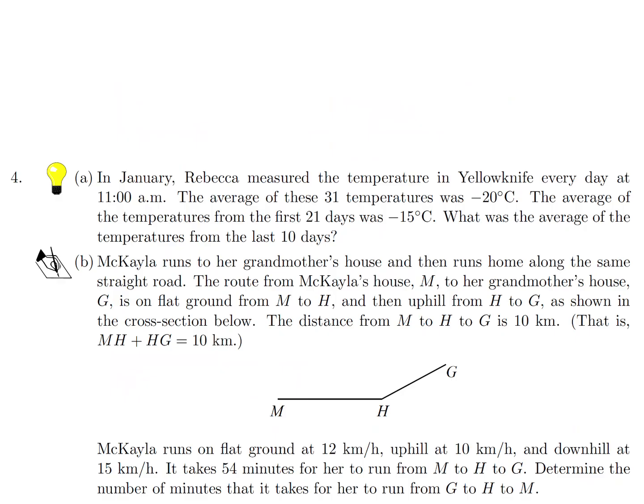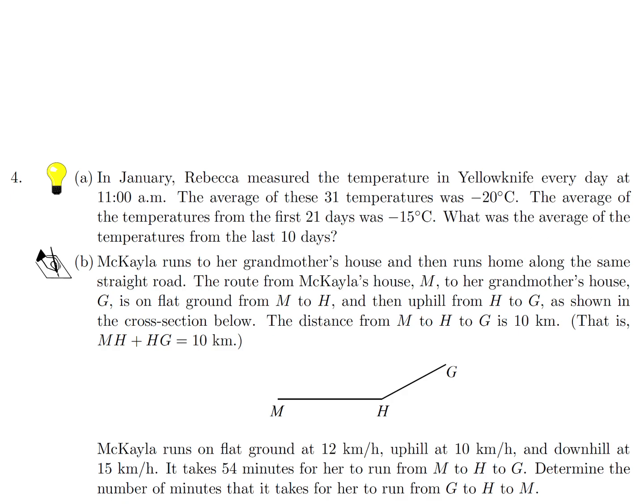In January, Rebecca measured the temperature in Yellowknife every day. At 11 a.m., the average of these 31 temperatures was minus 20. The average of the temperatures from the first 21 days was minus 15. What was the average of the temperatures from the last 10 days?